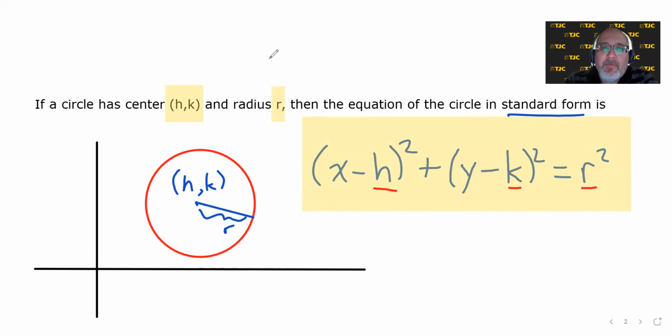lookout for. Number one, if either of the coordinates of the center are negative, then when you put that negative in there, it will become minus a negative, and therefore you should write it as a plus. And number two, go ahead and square whatever the radius is. Don't leave it sitting there with the square on it if you can finish it.